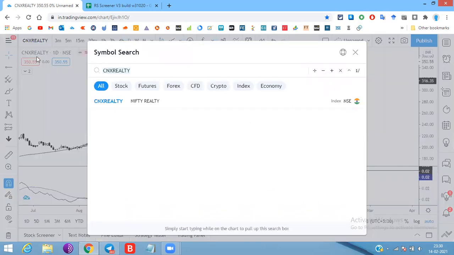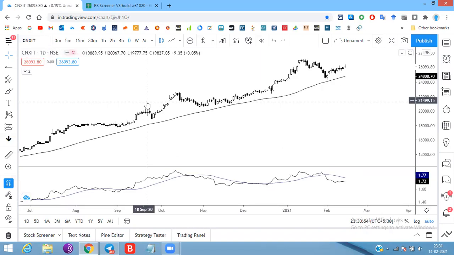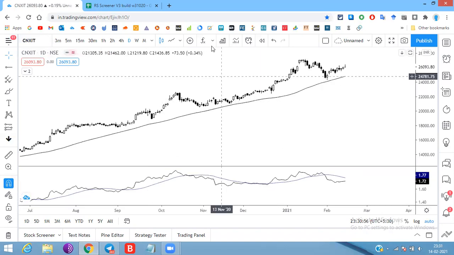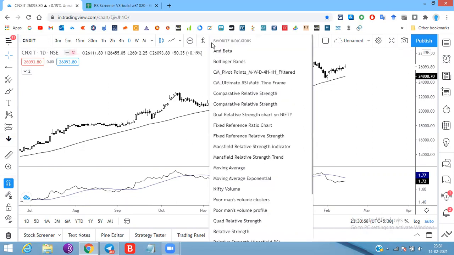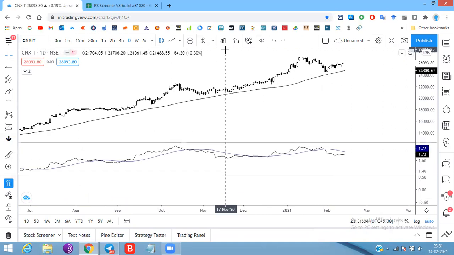So let me take Nifty IT. Nifty IT is a low beta sector. It's a defensive stock, okay. Out of context, guys, many people have asked me how to select if a sector is a low beta sector or a high beta sector. For that, I have an indicator called AMI beta.